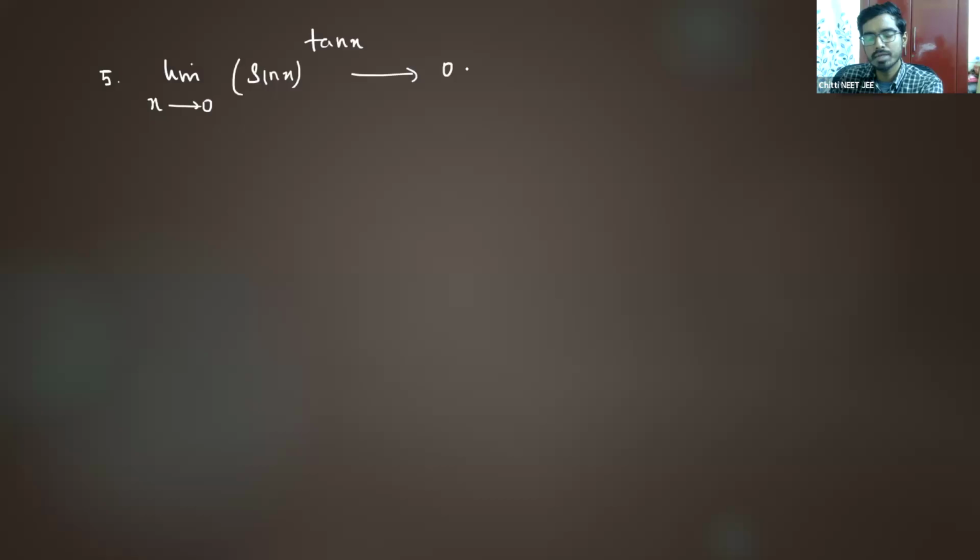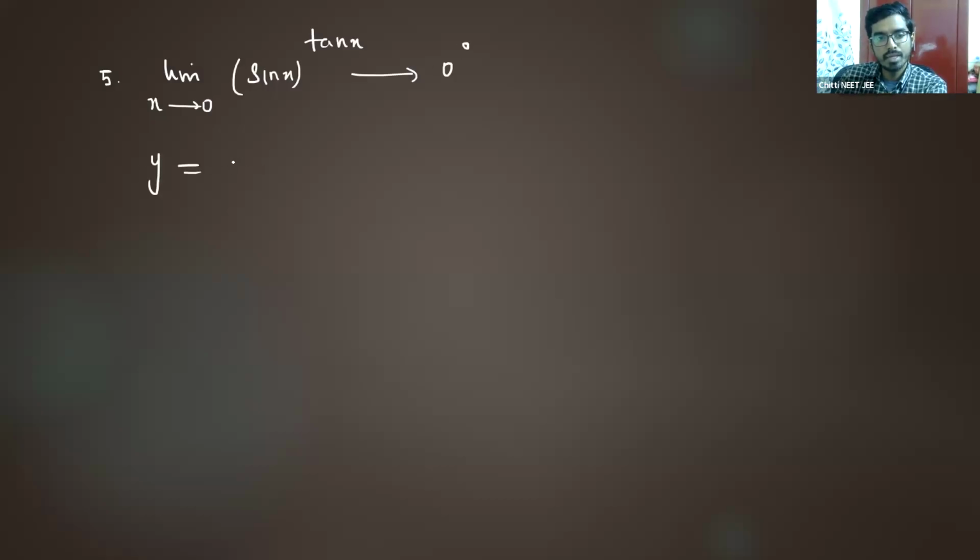Okay, I'm going to solve the last problem in this case. You are going to solve many problems after this. So limit x tending to 0, sin x whole power tan x. So it is of the form 0 power 0. What is tan 0? Tan 0 is sin 0 by cos 0. So it is of the form 0 power 0.